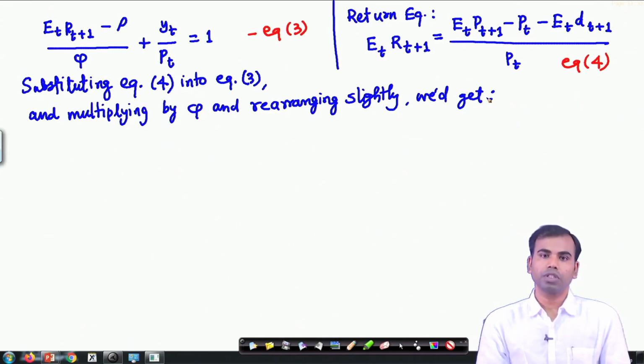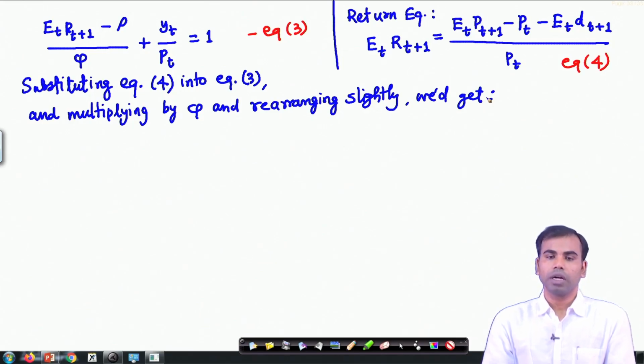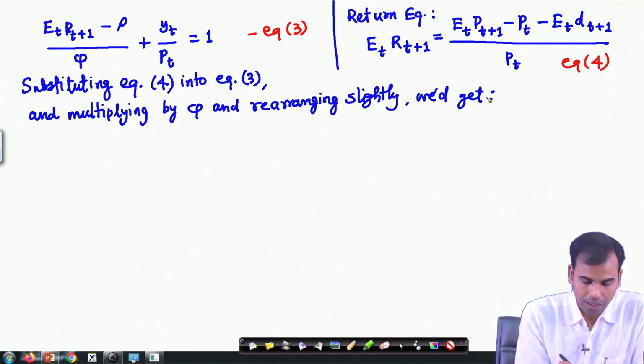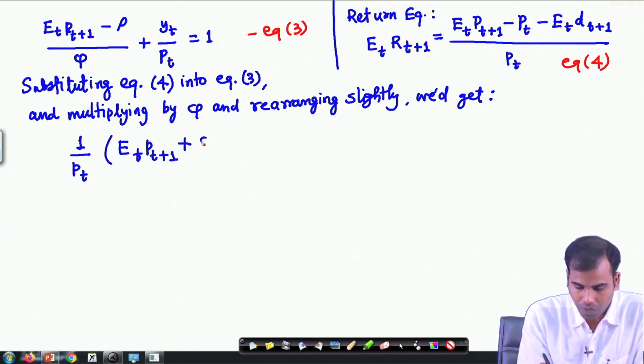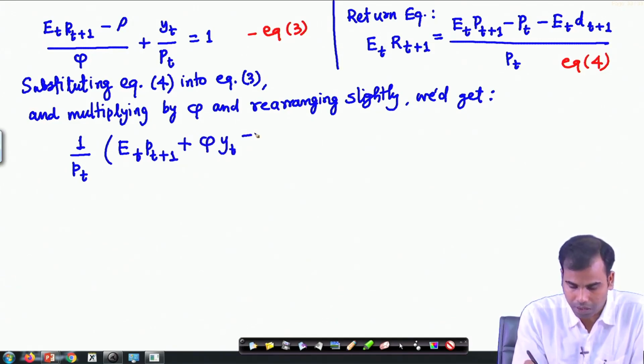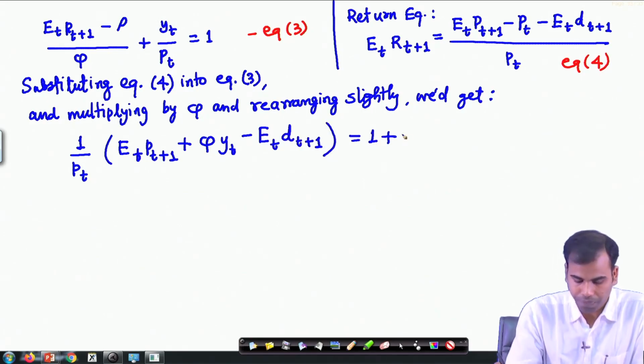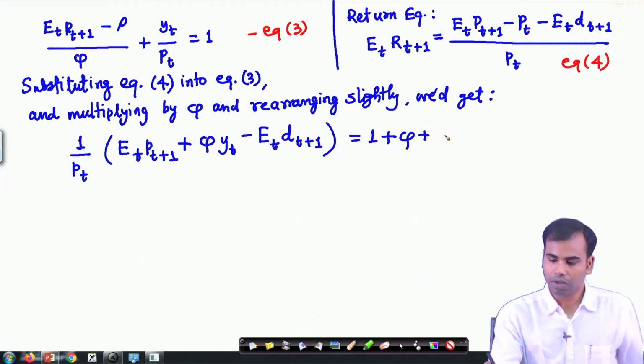So, if we have equation 4 and we know that return can be expressed in terms of equation 3, and we substitute equation 3 into equation 4, we will get the following value, which is expressed as expectation of price plus phi, which is basically the risk premium, and y t, which is basically the value of demanded share, and then expectation of dividend at time t plus 1 is equal to 1 plus phi plus rho.